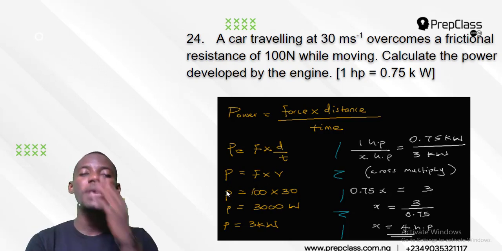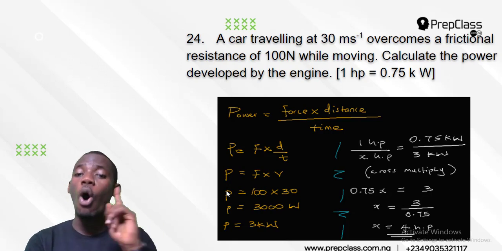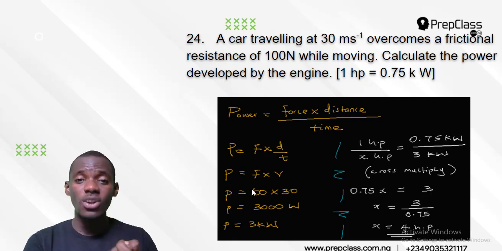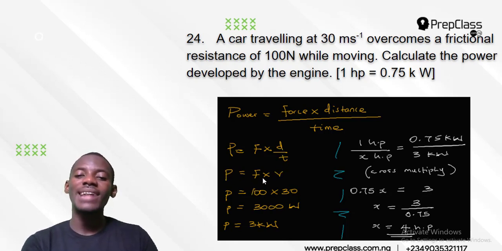So power can be force times distance over time, or force times velocity or speed, and that is what I have here. Power is force times velocity. It came from distance over time. Now, what is my force? My force is 100 Newton, and my velocity is 30, and that will give me 3,000 watts, or 3 kilowatts. That's my power.